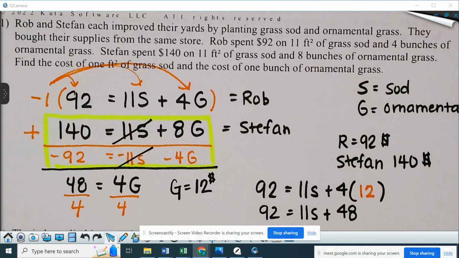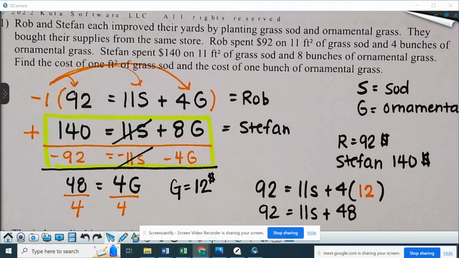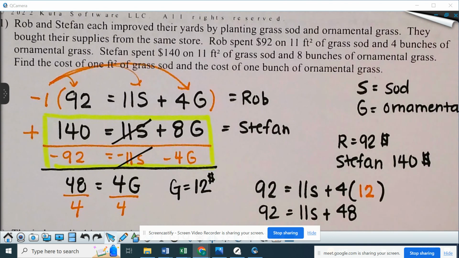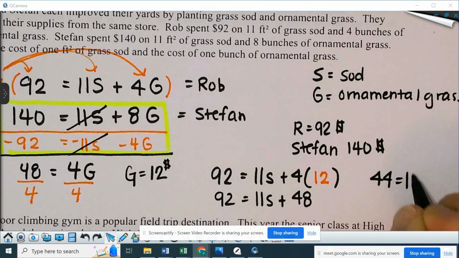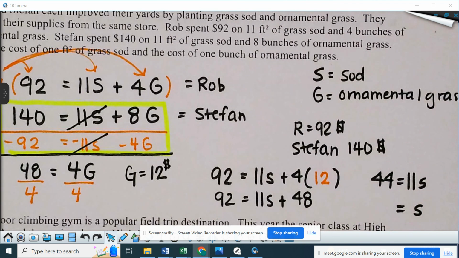And then 48 subtracted from 92. It's going to give me 44. I'm running out of space. So 44 equals 11s. So how much does the sod cost? How would you solve for s?